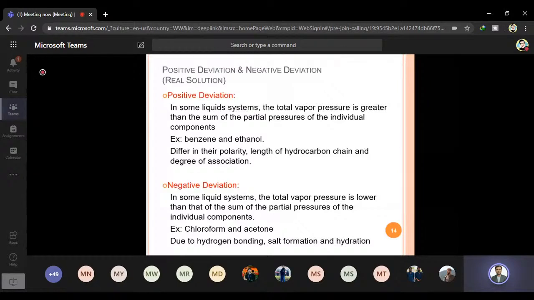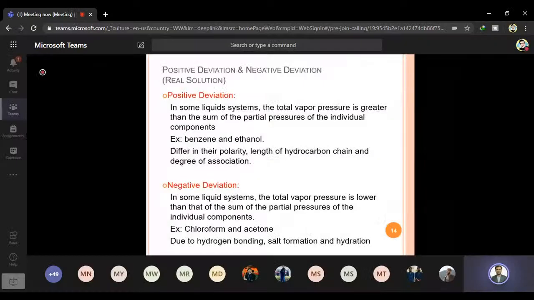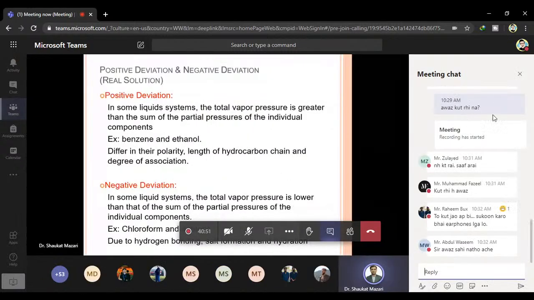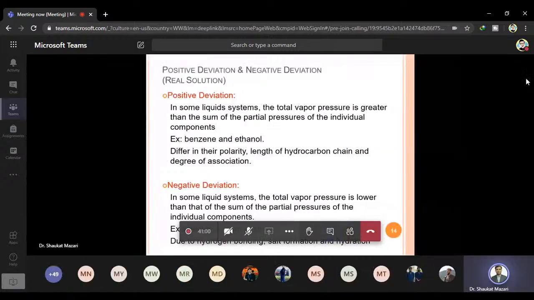When the activity coefficient is higher than 1, it means that it is a positive deviation. If it is lower than 1, it would be a negative deviation. Actually, that is changing, right? So it depends on how the system behaves. If your activity coefficient is bigger than 1, you have a positive deviation. It means that the vapor pressure of that system has increased, right?